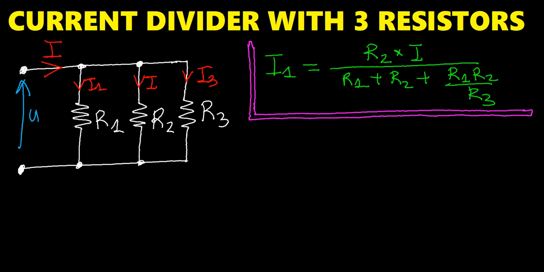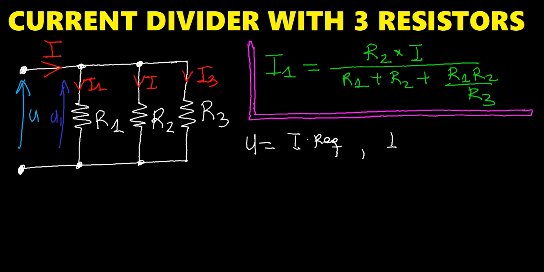The voltage across resistor R1 is equal to U1. You agree with me that all the items are connected in parallel, so the total supply voltage U will be equal to I times R equivalent.